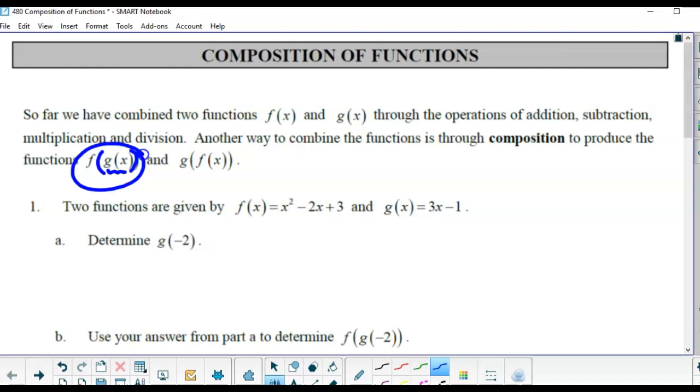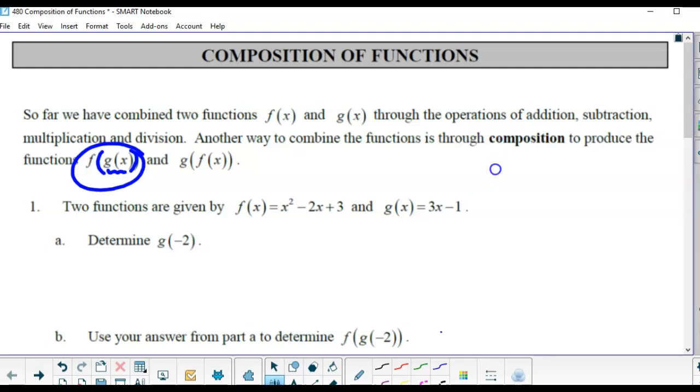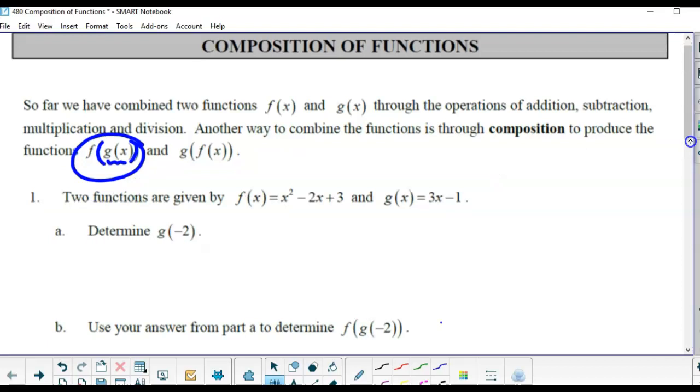So that basically means that if you think of order of operations almost, you're replacing the x in f with whatever g of x is. And that means f is composed of g of x. And so that's why it's a composition of functions. Okay, so let's see how this works with this example.